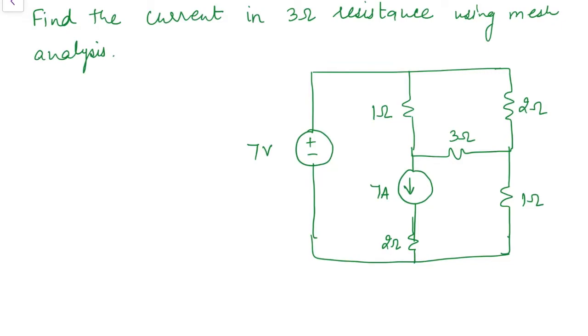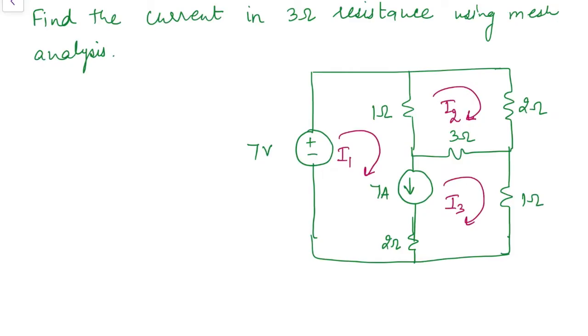So we need to check how many meshes are there. Clearly there are 3 meshes. We need to assign the current to each mesh. Let's say this is the first mesh, current through this is I1. Second mesh, current through the second mesh is I2. This is the third mesh, current through the third mesh is I3.